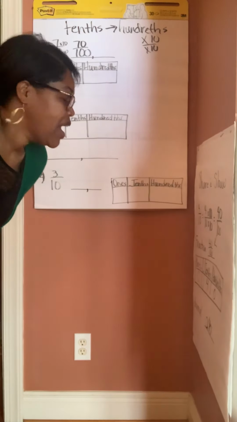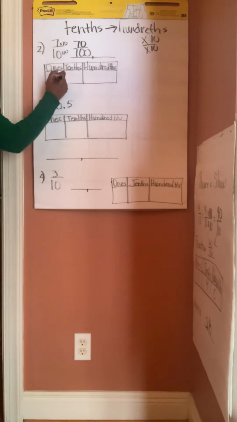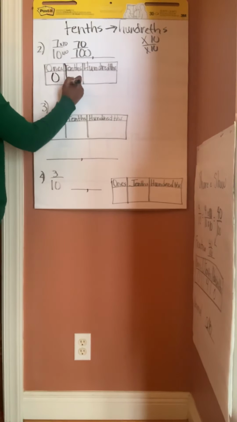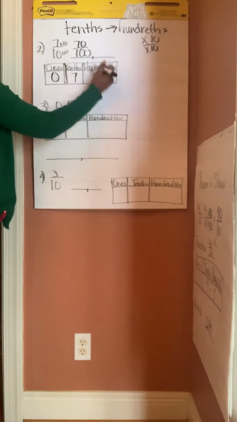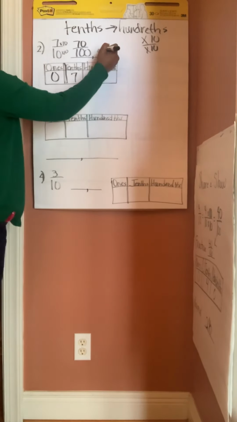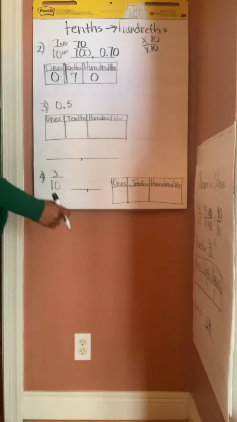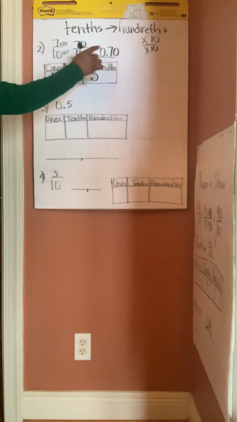If I'm not sure what that looks like as a decimal, I can simply write it in my place value chart and I can see it better. So I have 0 ones, 7 tenths, 0 hundredths. So as a decimal, 70 hundredths. It looks like this.